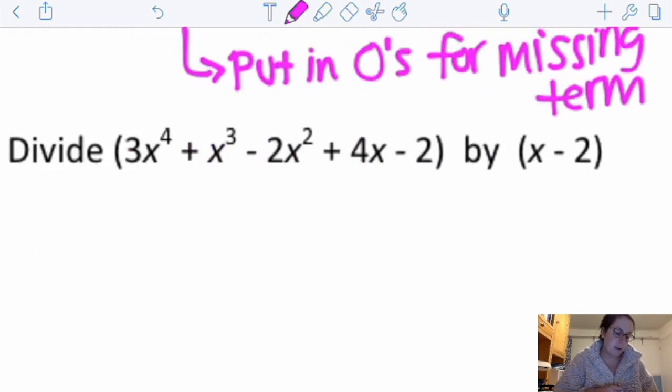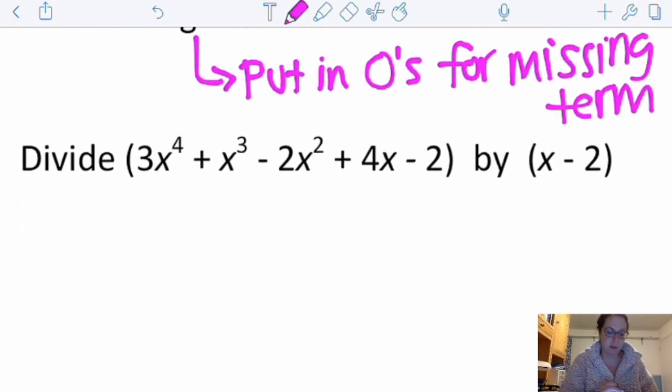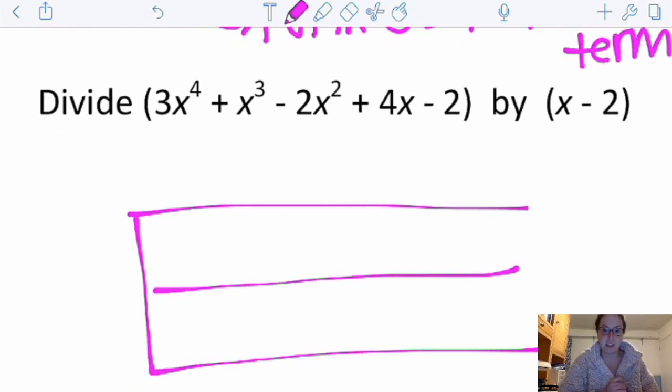So I'm going to, on the first one, divide 3x to the fourth plus x cubed minus 2x squared plus 4x minus 2 by x minus 2. And the thing that I want you to remember here is when you're setting up your reverse tabular, you're basically undoing multiplication, right? So normally when you multiply, your 2 factors go here and here, and then the product goes inside the box. Division, we're undoing that. So x minus 2 will go over here.